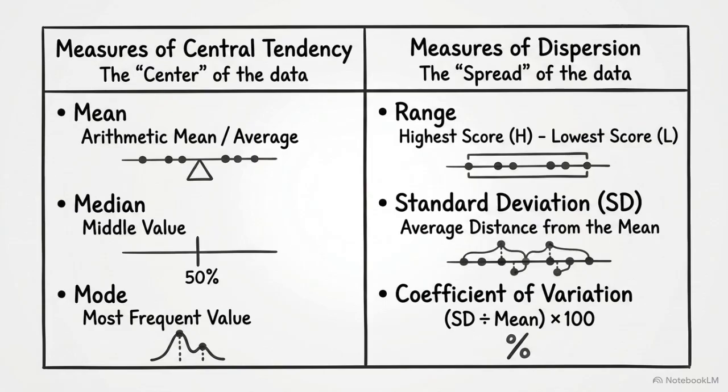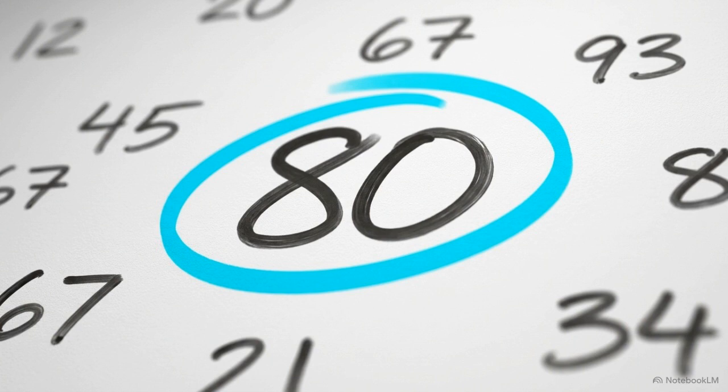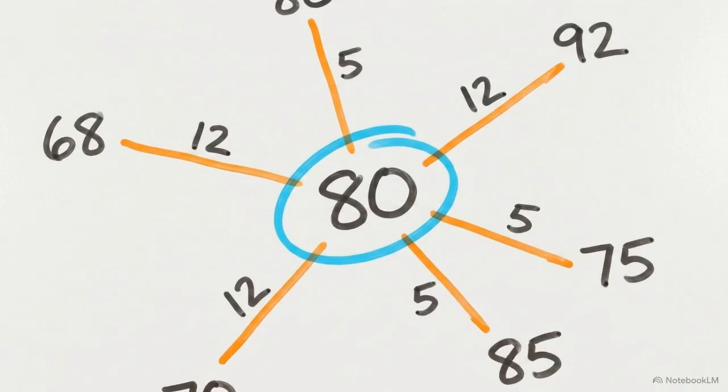Here is your complete map for evaluating any dataset. On the left, we determine the center using the mean, median, and mode. On the right, we evaluate the spread using the range, standard deviation, and coefficient of variation. Go ahead and save this frame. Raw data is a mess of isolated numbers, but these tools give them structure. Measures of central tendency give you the typical story of your data, while measures of dispersion prove exactly how reliable that story actually is.